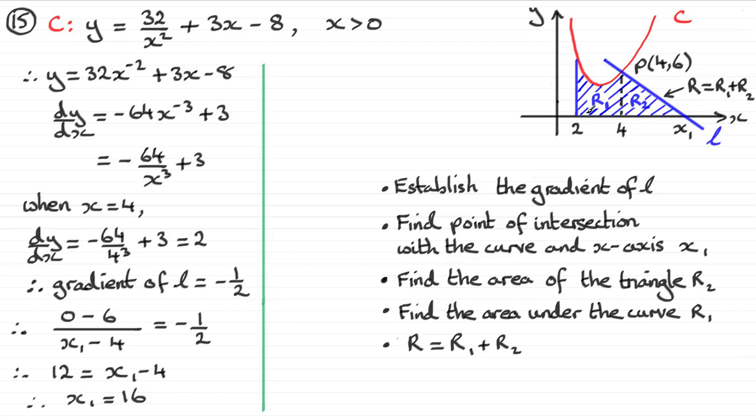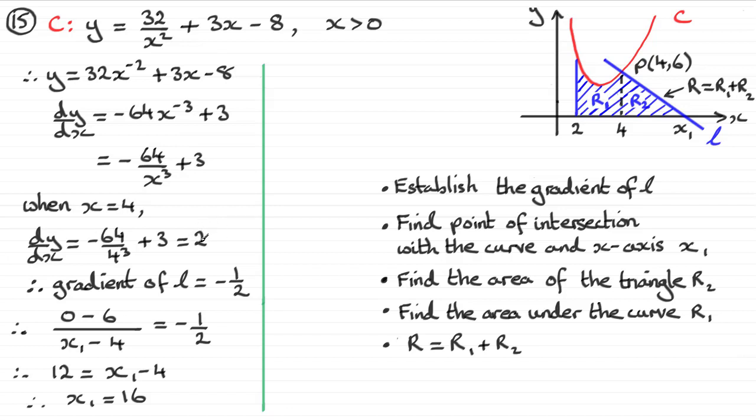working out the gradient of the tangent to this by differentiating y with respect to x. So I've changed 32 over x squared to 32x to the power minus 2, and then differentiating in the usual way gives us this. I've cleaned this up, rewritten it as minus 64 over x cubed, and we're looking then for the gradient of the tangent at this point here where x is 4. Substitute 4 then into here and you end up with 2, a gradient of 2.